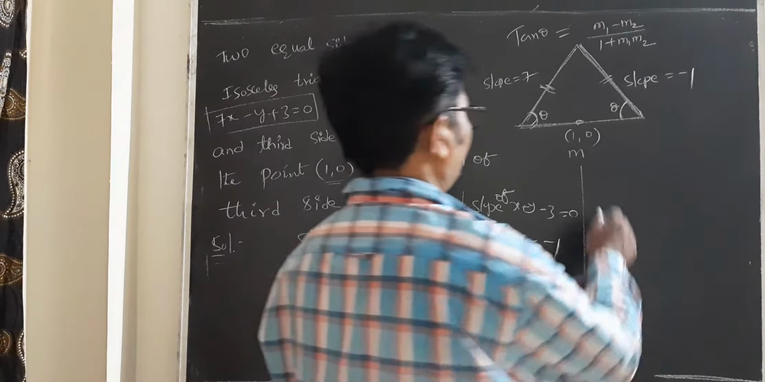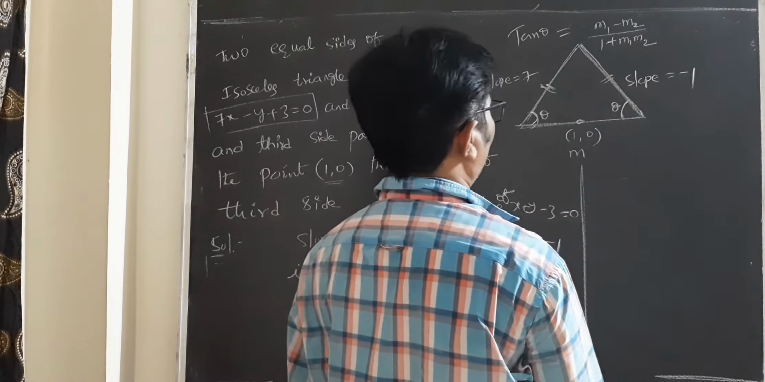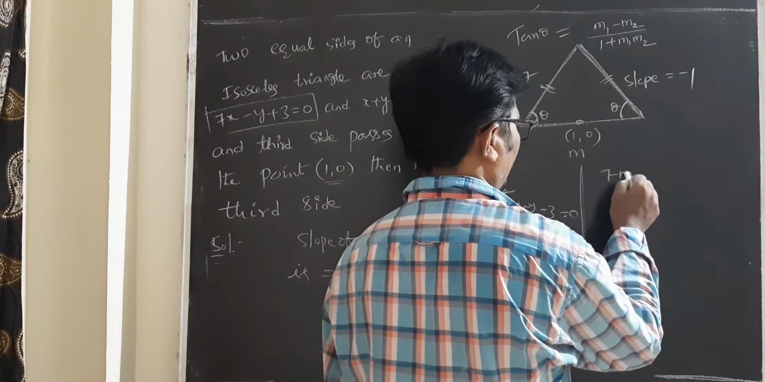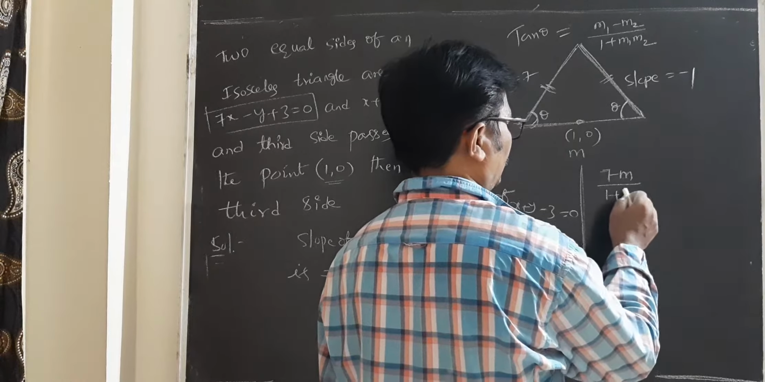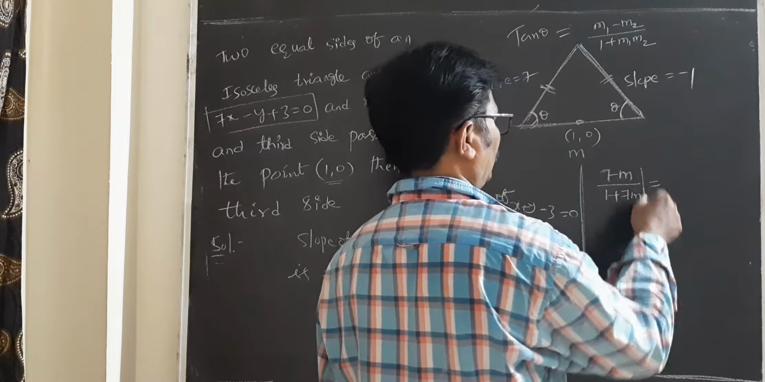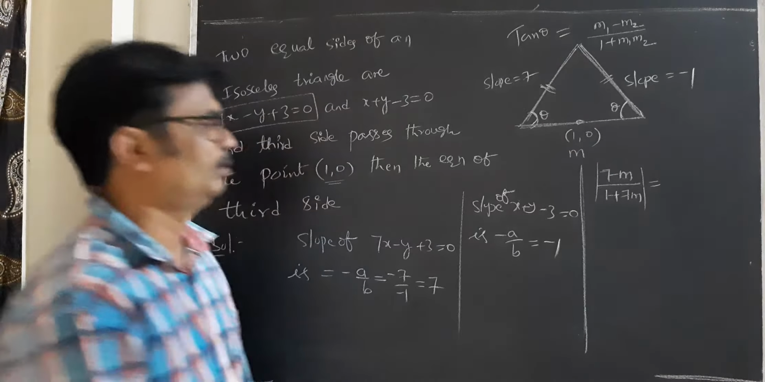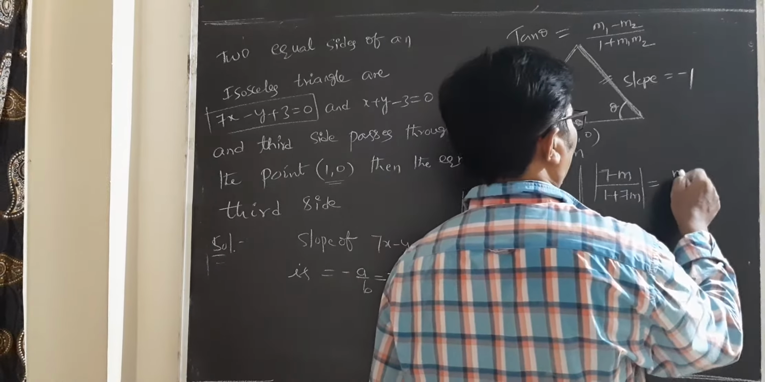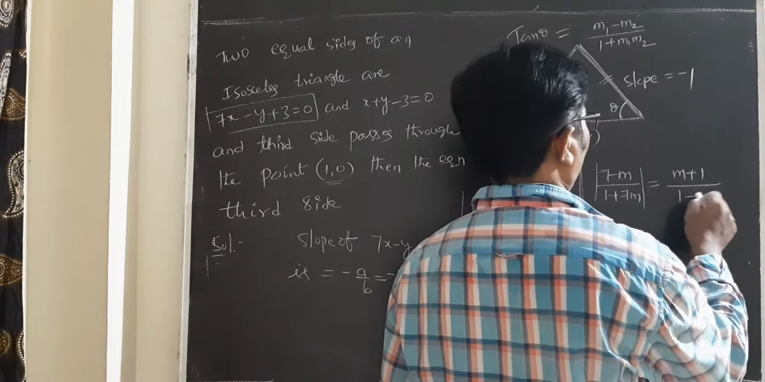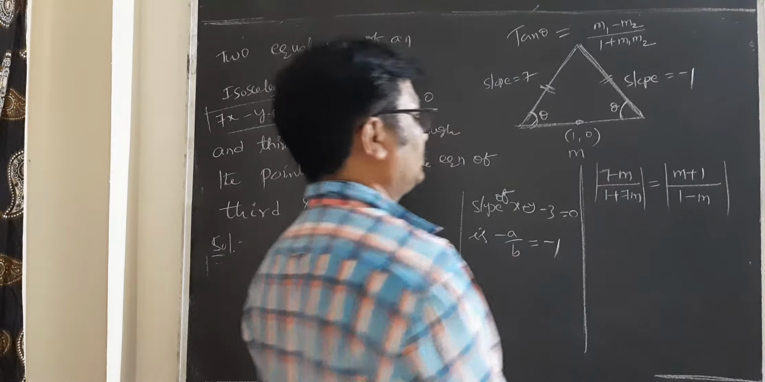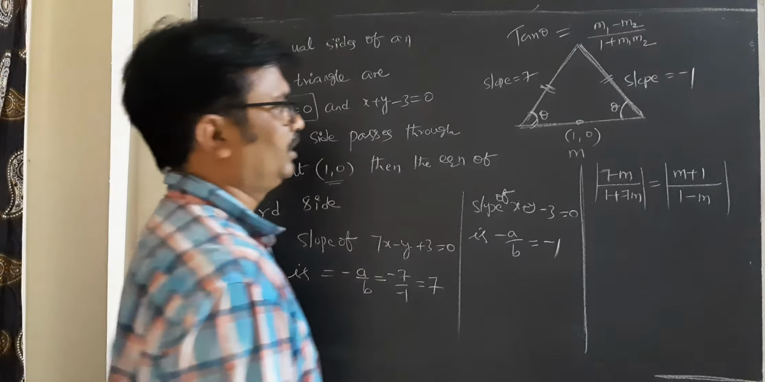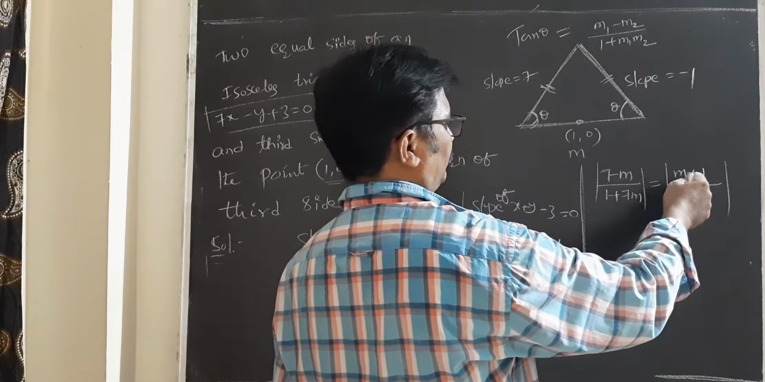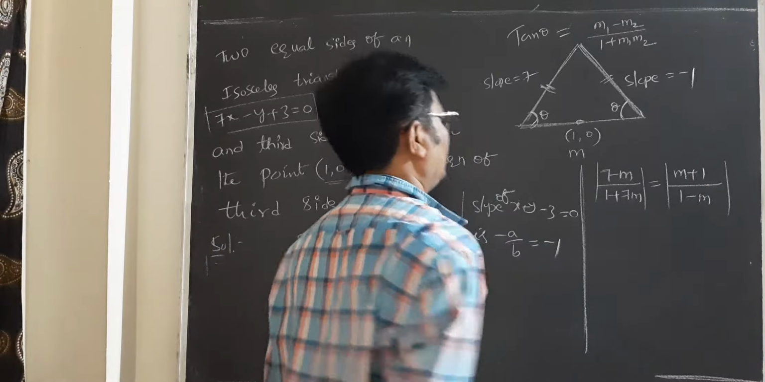Now students, how can you write this? Tan theta equals m1 minus m2 by 1 plus m1 m2, which is 7 minus m by 1 plus 7m. After that, for the other line, m1 minus m2 by 1 plus m1 m2 is 1 minus m... by 1 plus m, and the result is minus 1. Is it clear students?